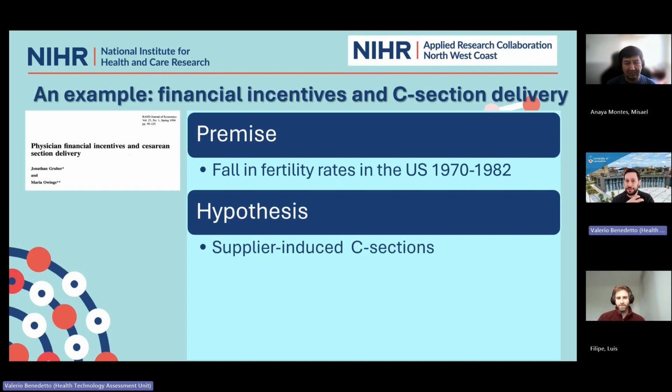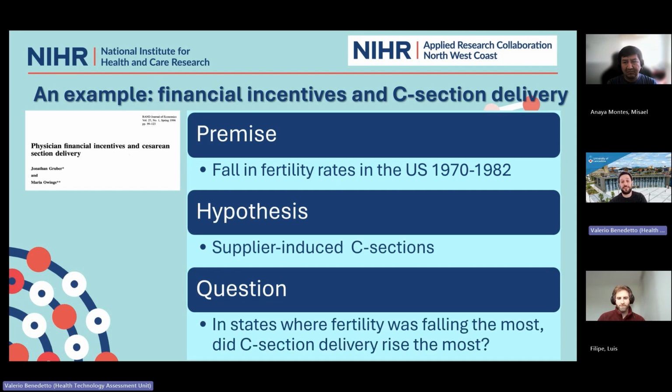So there is a bit of limitation on the income side, which is presumably compensated by performing more expensive procedures. So the question posed by the authors was to see whether in states where fertility was falling the most, C-section delivery rose the most as well.